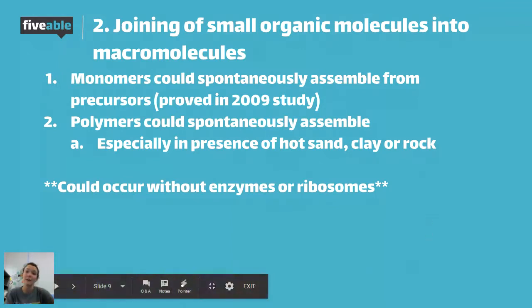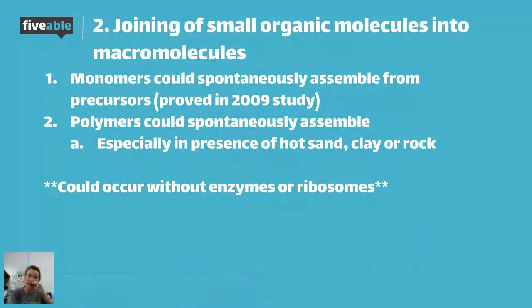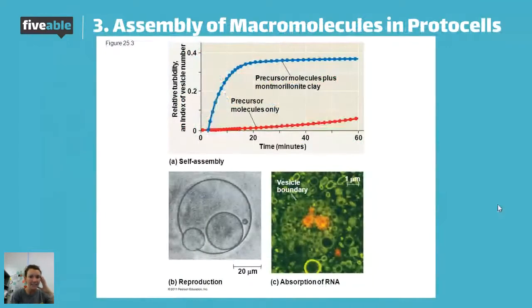So once they come together, now we have macromolecules. Now we're really cooking with fire, and we just need to start assembling these into cells in order to get some life to happen. And that is what happens next. So, the assembly of macromolecules in something called a protocell.